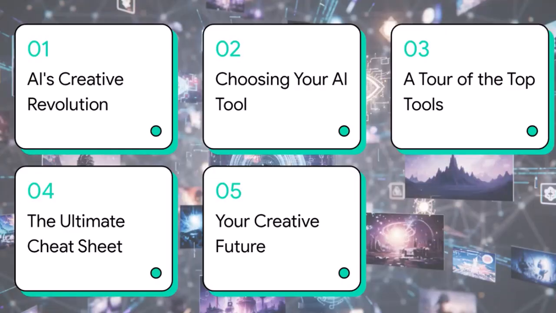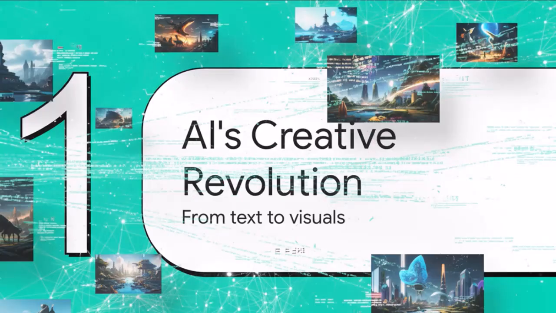So here's our game plan. First, we're going to talk about this huge creative revolution that AI is kicking off. Then, I'll give you a kind of compass for choosing the right tool for you. After that, we'll take a tour of the best options out there. I'll give you the ultimate cheat sheet to make it all easy. And then we'll look at what all this means for your creative future. Sound good? All right, let's start with the big picture.